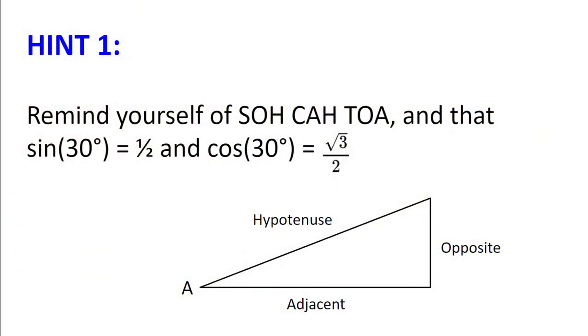So, hint number 1. Remind yourself of SOHCAHTOA and that sin 30 is a half and cos 30 degrees is the square root of 3 divided by 2. It'd also be useful to know sin 45, cos 45, sin 60, cos 60, and sin 90, cos 90. It's not needed in this problem. It could be easily useful for another problem.